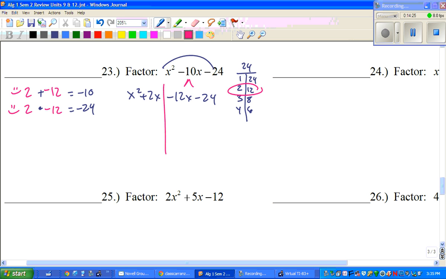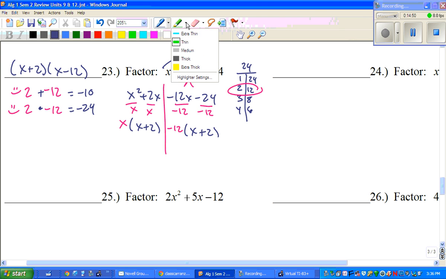Draw the line down the middle. If you want to factor out the x, you're left with x plus 2. Back here we factor out a negative 12, and we're left with x plus 2. And that's how we get x plus 2, x minus 12.